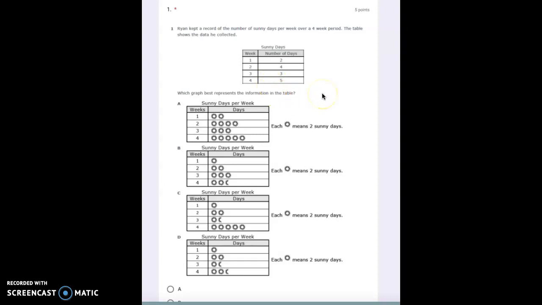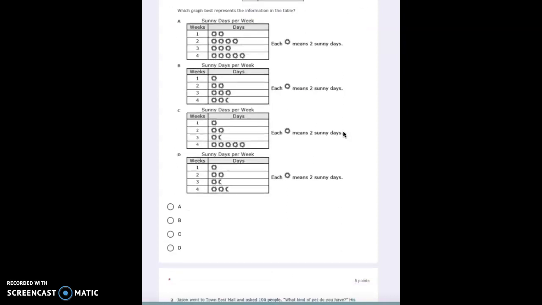Which graph best represents the information in the table? So each sun means 2 sunny days. Is it A, B, C, or D? Pause and answer the question.